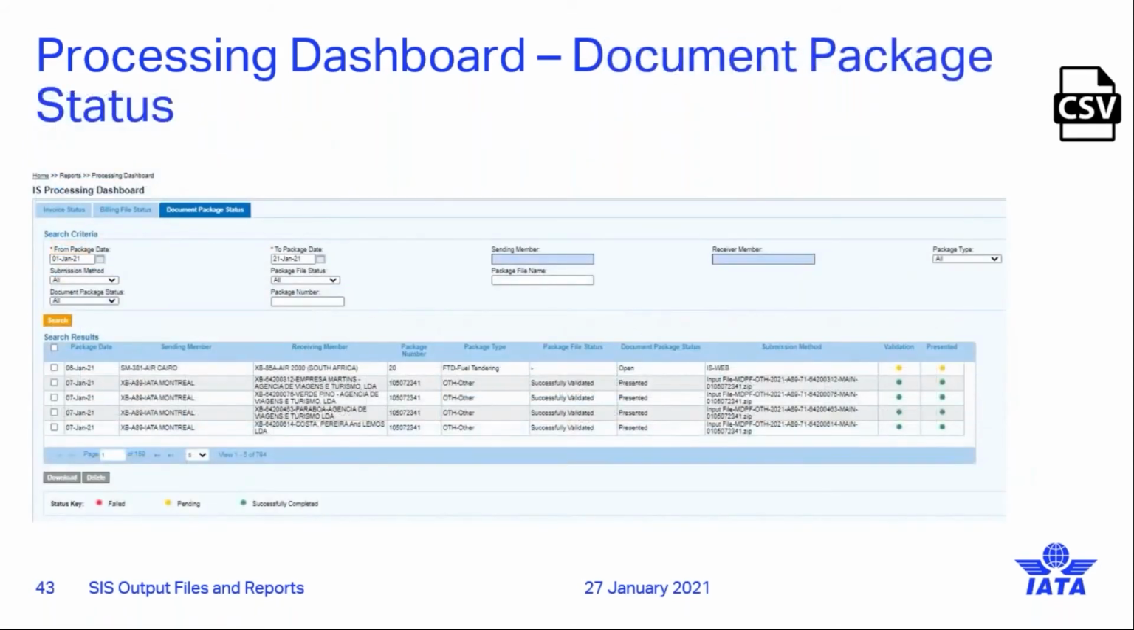And the last tab of the processing dashboard, we look at the document package status tab. This is where you can see files in the processing dashboard. And again, this one follows the color logic as we saw before with the green, yellow, and red.